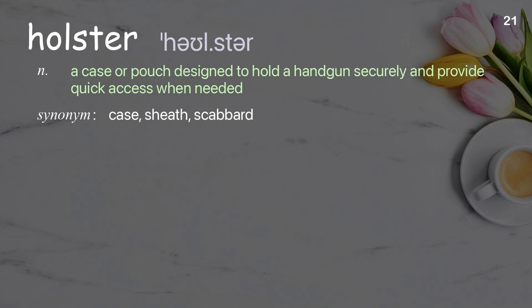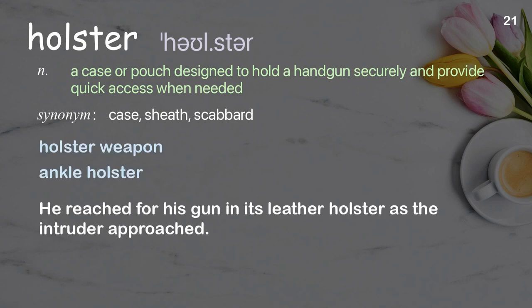Holster. A case or pouch designed to hold a handgun securely and provide quick access when needed. Examples. Holster weapon. Ankle holster. He reached for his gun in its leather holster as the intruder approached.